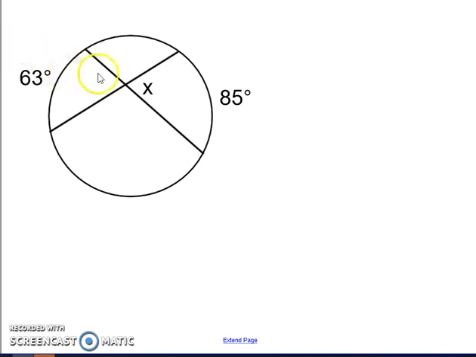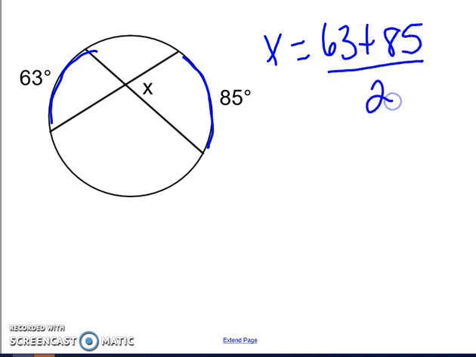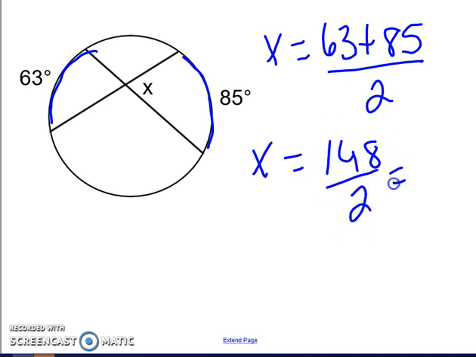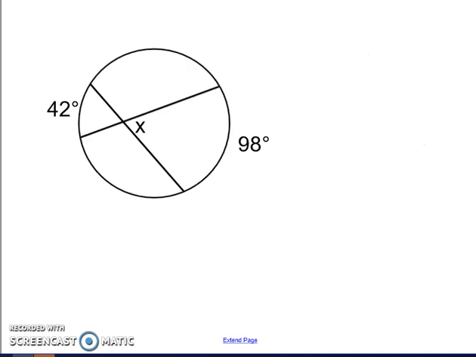All right, so I have my vertex in the center, and I'm looking for my angle. So I'm going to add my arc plus my arc and divide it by 2. My angle equals my arc plus my arc divided by 2. That gives me 148 divided by 2, which is 74 degrees. So my angle is 74 degrees, and it should be in between the 63 and the 85. All right, here's another one. Pause your video, do your problem, and then turn it back on to check.